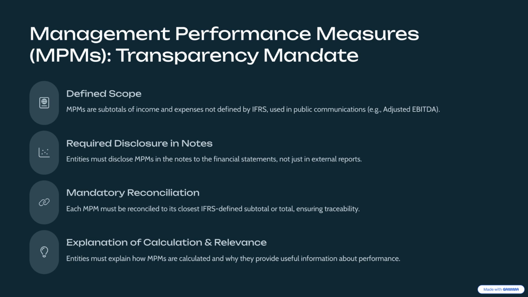Preparers must now provide specific disclosures for each MPM, including a clear definition and label of the measure, a reconciliation to the most directly comparable IFRS subtotal, e.g., operating profit or net income, a description of how the measure is calculated, and an explanation of why the measure is relevant to users. This new framework ensures that while entities retain the flexibility to communicate performance from their own perspective, such communication is now standardized, traceable, and easier to understand, ultimately strengthening investor confidence and decision-making.